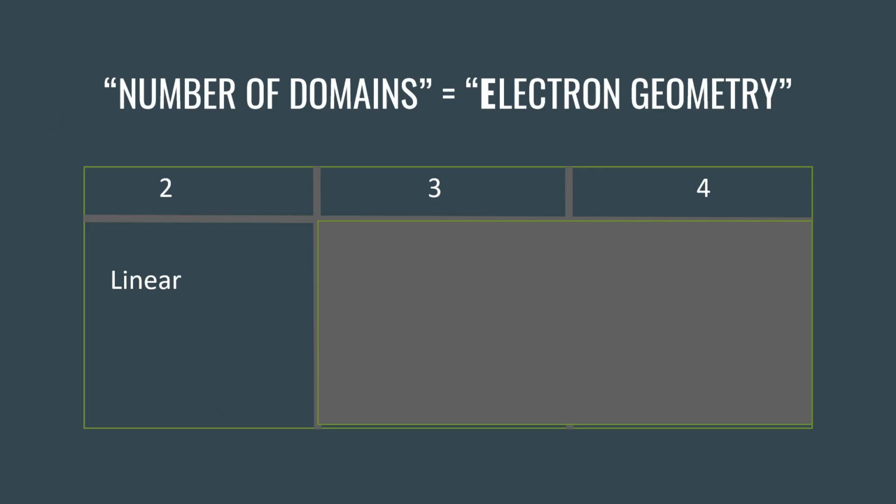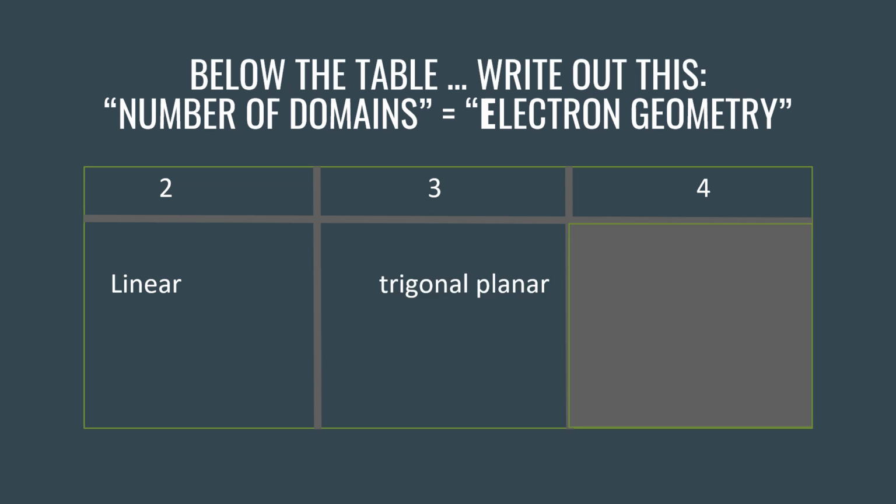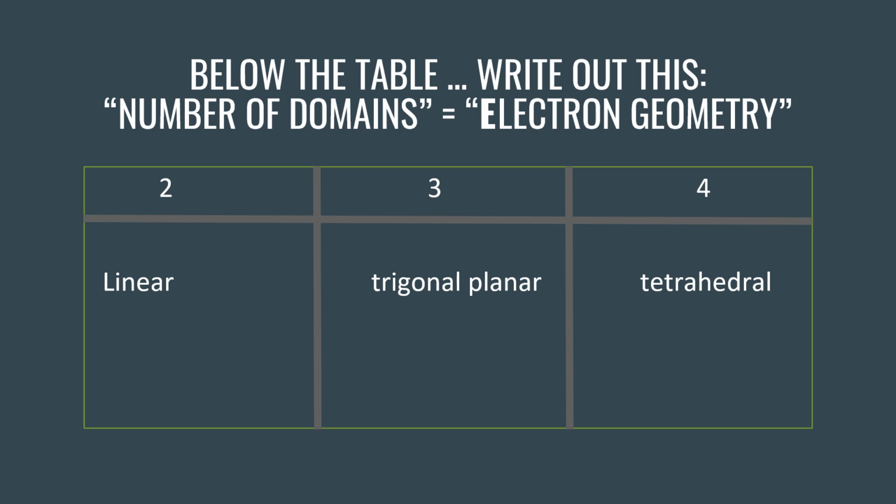So on your notes, please have this down. The number of domains, a domain is an area, if you will. The number of electron areas around a central atom, or the atom I'm focusing on, is called the electron geometry. There are three main ones you need to know for sophomore year chemistry. If there are two domains, it is called linear, and I'll show you examples of each. If there's three domains, it's called trigonal planar, and if it's four domains, it's called tetrahedral.